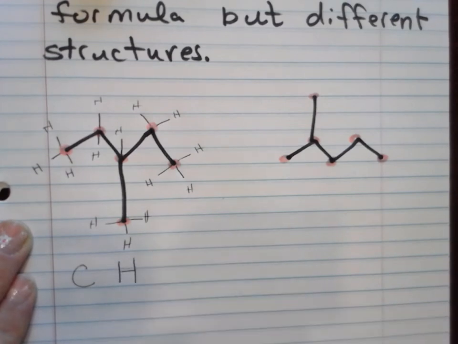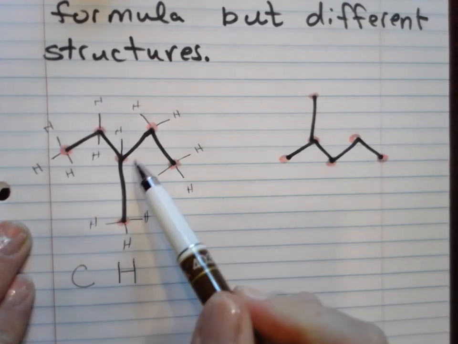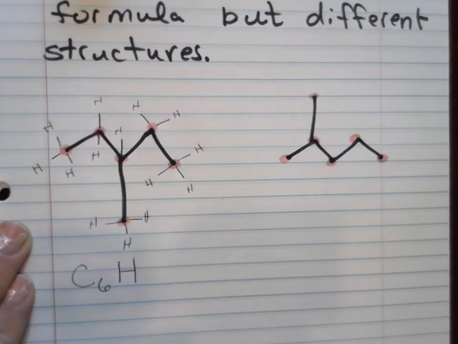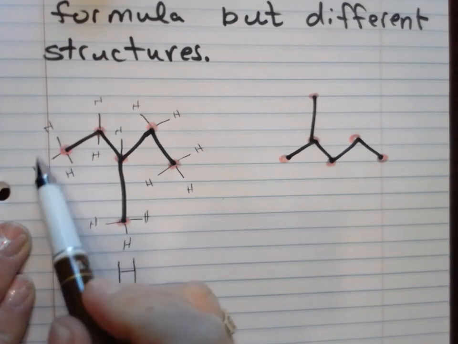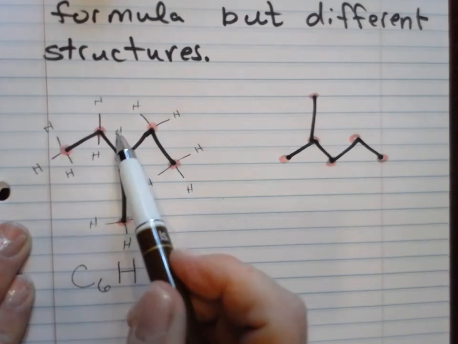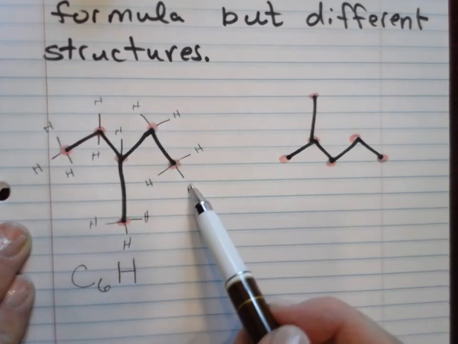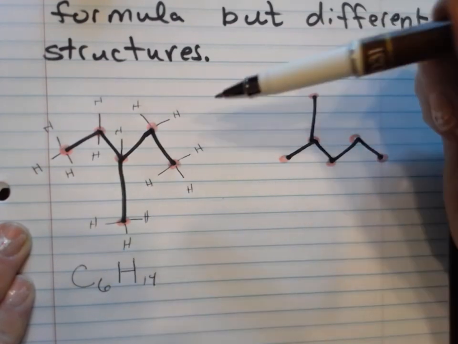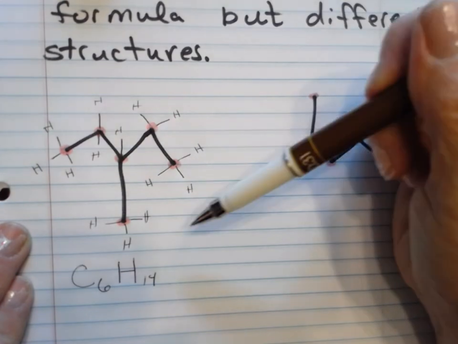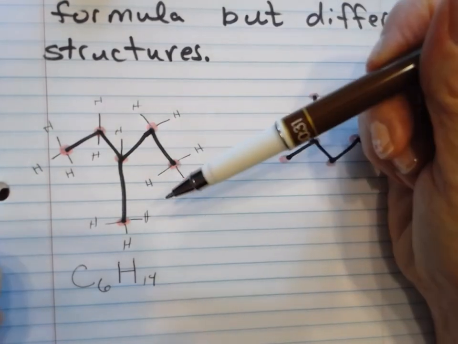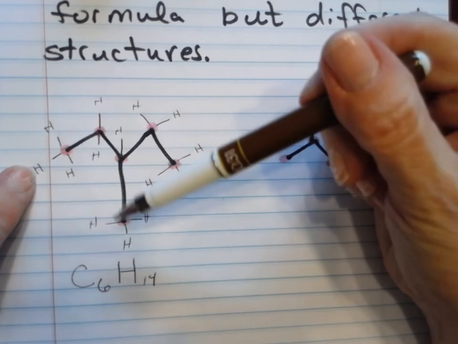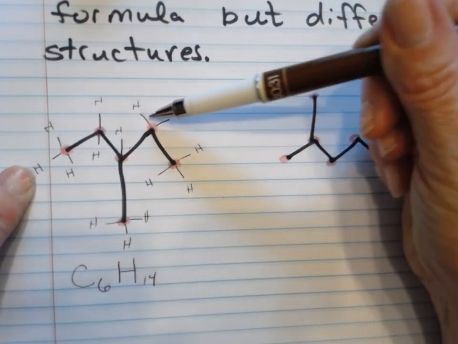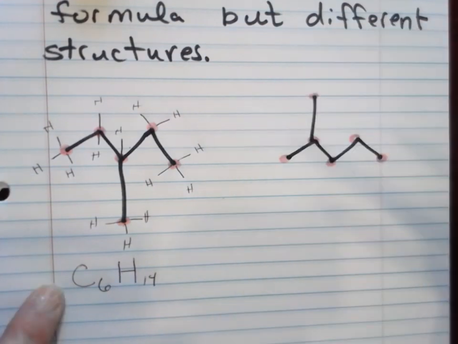So 1, 2, 3, 4, 5, 6 carbons, and then we've got 1, 2, 3, 4, 5, 6, 7, 8, 9, 10, 11, 12, 13, 14 hydrogens. I'm going to count that again because these things get a little bit tricky. The hydrogens tend to mess with your mind a little bit. Got 1, 2, 3 times 3 is 9. That's 10, 11, 12, 13, 14. Okay, so this is the molecular formula.